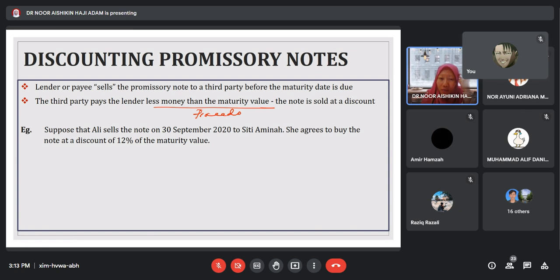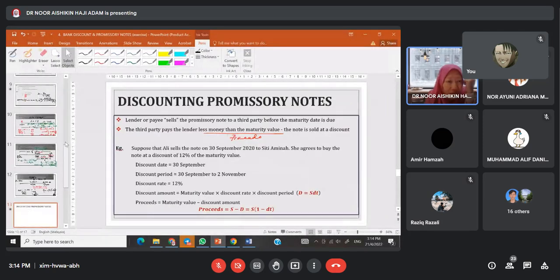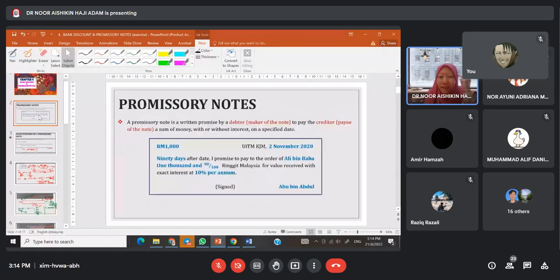Suppose that Ali sells the note on 30th September 2020 to Siti Aminah. She agrees to buy the note at a discount of 12% of the maturity value. Ni cerita apa ni? Oh, ni sambung cerita promissory note dulu tu. Kan Ali pinjamkan duit pada Abu ke Baba? Ali pinjam ke Abu. Yeah, let's refresh our memory. Keep that for now. Manalah slide saya. Ni dia. Nampak tak?